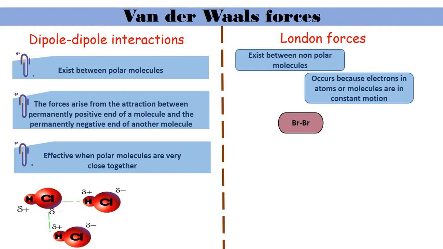Chlorine is more electronegative than hydrogen atom. Electron density at chlorine site is higher than hydrogen atom. Therefore, this site becomes partially negative. Other side will become partially positive. Dipole-dipole interaction is shown from partially negative side on one molecule and partially positive side in another molecule.